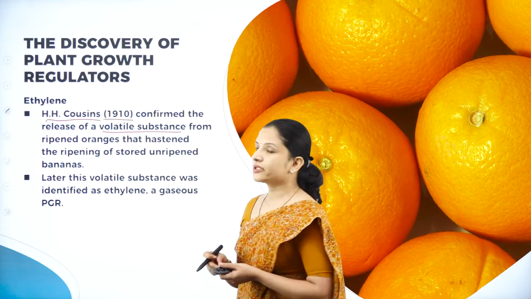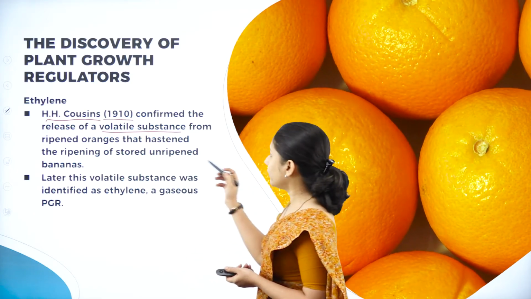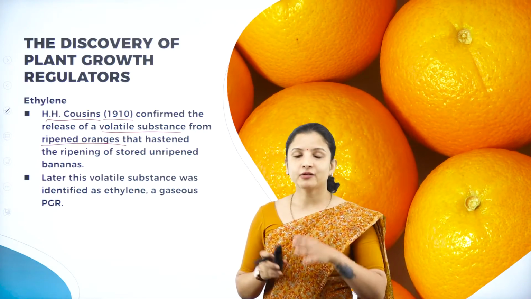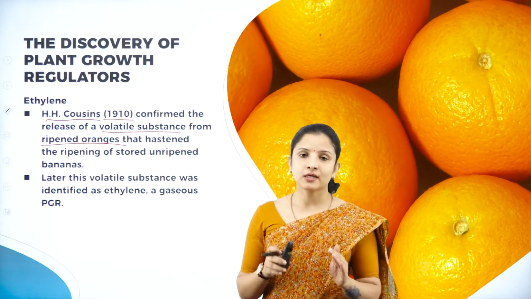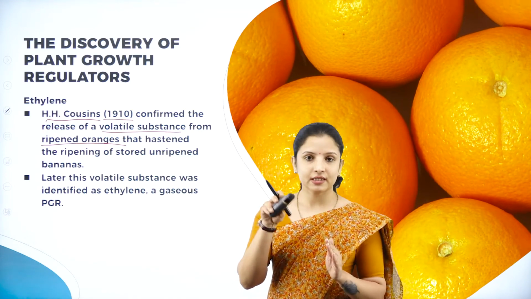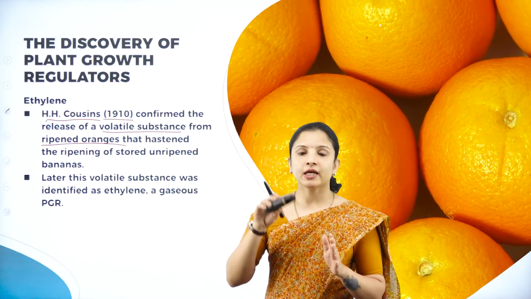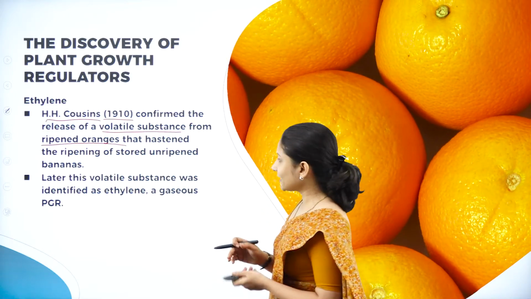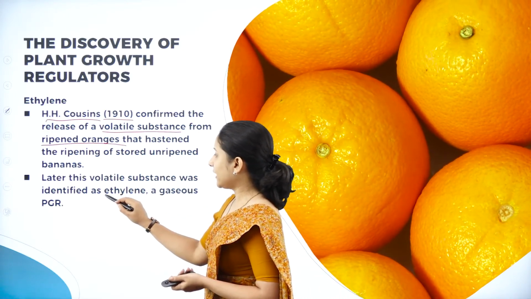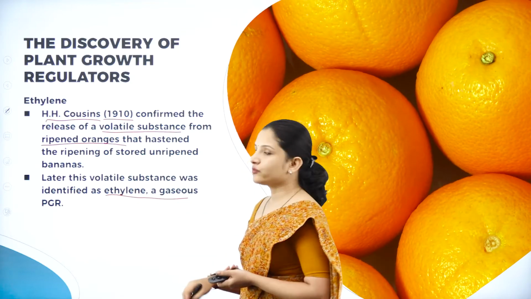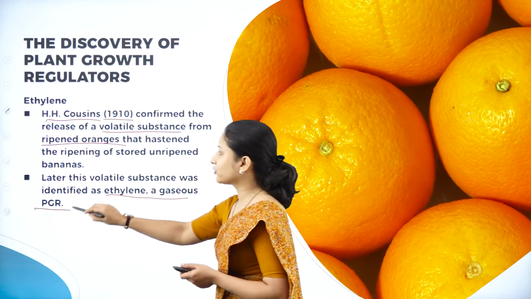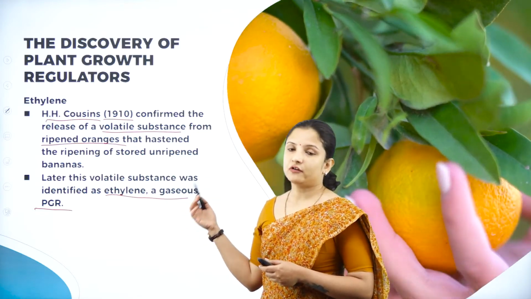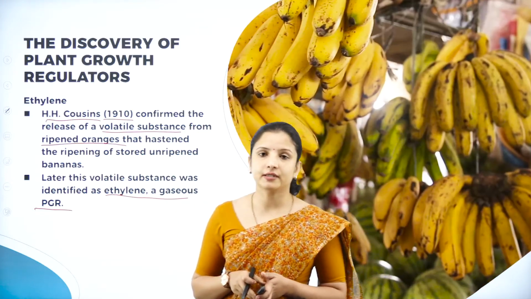So they found the release of a volatile compound from ripened oranges. And not just that, when those fruits were stored, the ethylene that was present in that particular orange further increased the ripening of the orange. That is when it was identified as ethylene, which is a gaseous plant growth regulator. So that is how it led to the discovery of the ethylene plant growth regulator.